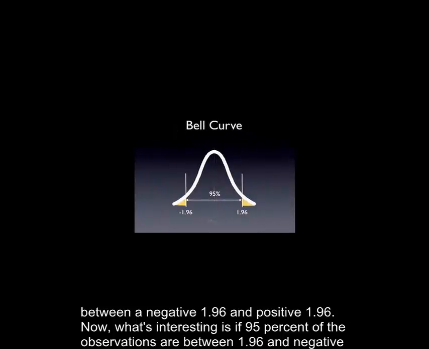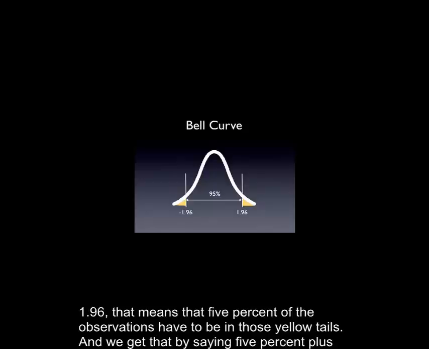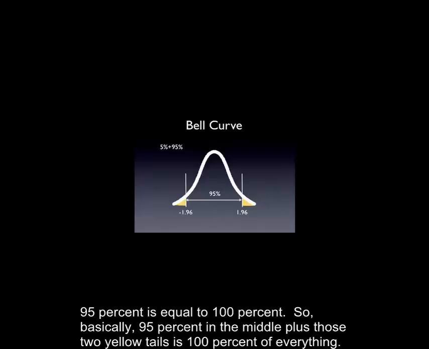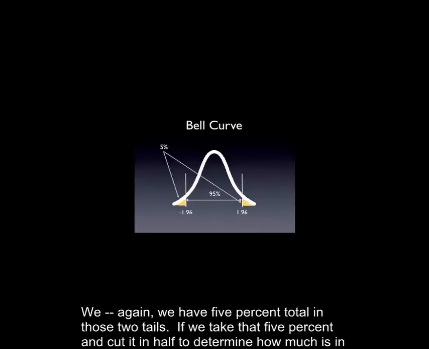Now, what's interesting is if 95% of the observations are between 1.96 and negative 1.96, that means that 5% of the observations have to be in those yellow tails. And we get that by saying 5% plus 95% is equal to 100%. So basically 95% in the middle plus those two yellow tails is 100% of everything. We have 5% total in those two tails.